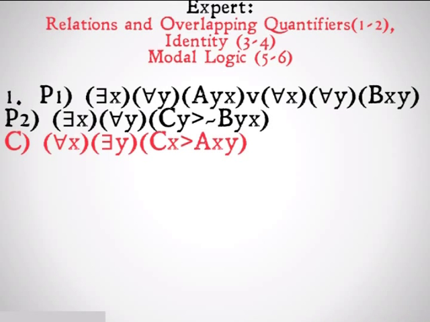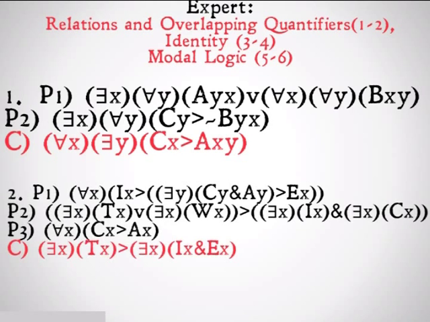The first two problems are just covering relations and overlapping quantifiers. These will be: there exists an x such that for all y, y bears relation A to x, or for all x for all y, x bears relation B to y. Premise 2, there exists an x such that for all y, y is a C implies that it's not the case that y bears relation B to x. And we can conclude, for all x there exists a y such that x is a C implies x bears relation A to y. Getting a little more complicated.